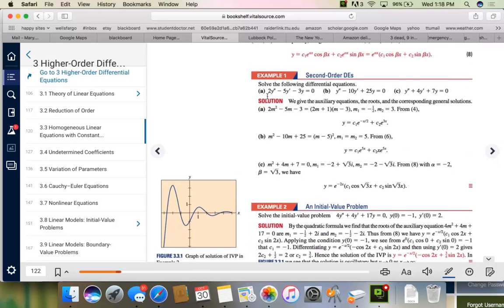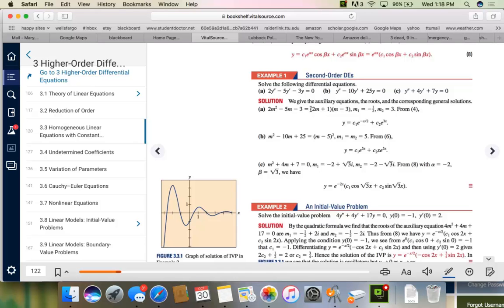All right, so here's a couple of examples. The first example gives the following differential equations. Actually it gives 3 of them, and you don't have any initial conditions, so the goal here is just to solve for the general form. Looking at the first equation, substituting m squared for y double prime, m for y prime, and 1 for y, we get the following expression.